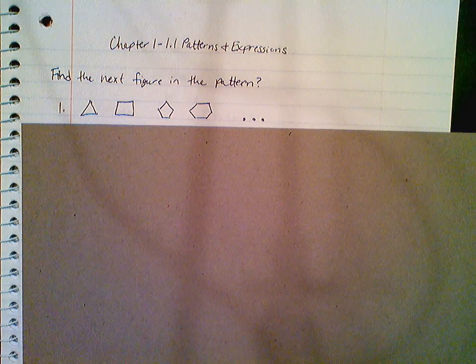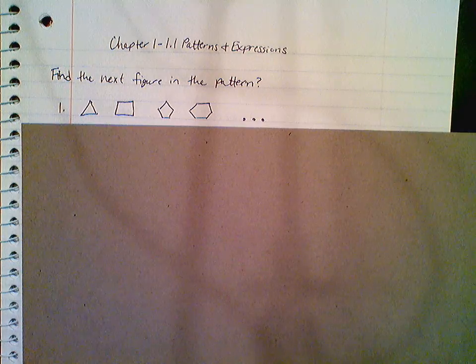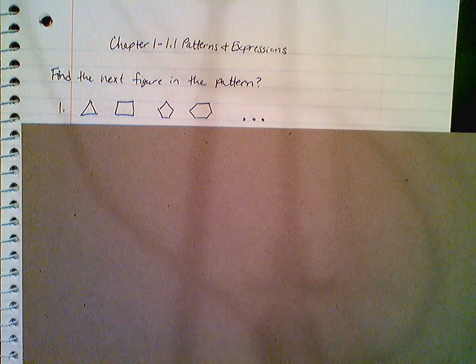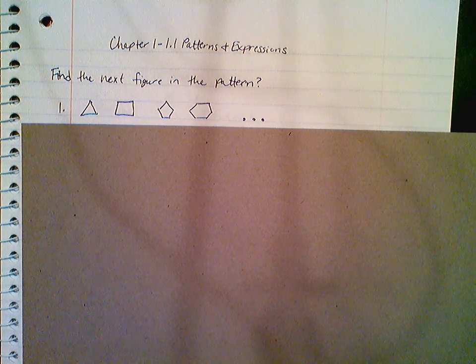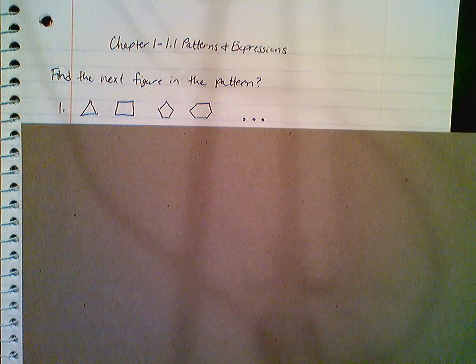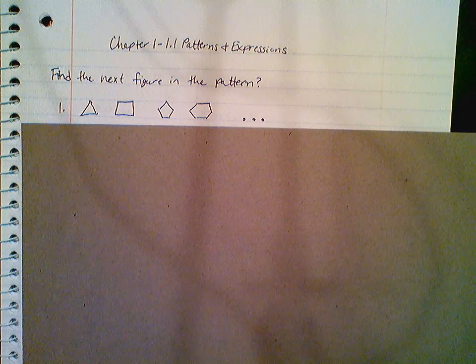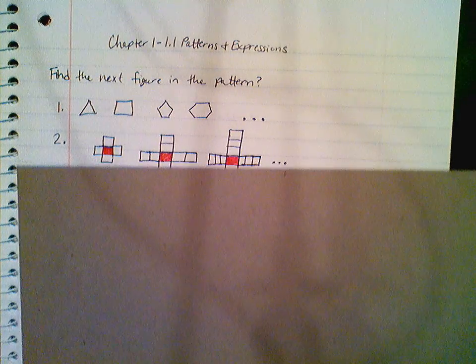We're going to start off with chapter 1, section 1, which is patterns and expressions. The first example is asking us to find the next figure in the pattern. If we look at this pattern, notice how it starts with 3 sides, 4 sides, 5 sides, 6 sides. So the next object, if they would want you to draw it, is going to have one more additional side, so a 7-sided shape. Alrighty, take a look at number 2.